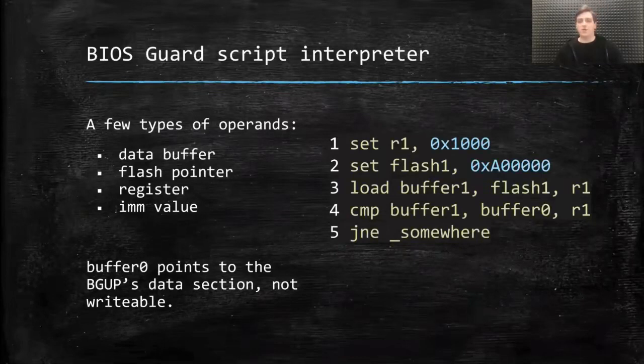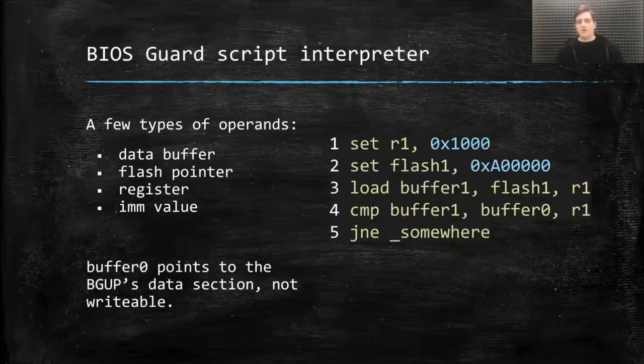1000 bytes from flash at 0xA50 are copied to the temp buffer. On line 4, buffer 1 is compared to buffer 0. I need to put a remark here. Buffers beginning with number 1 are the temporary buffers that are cleaned and prepared to be used. But buffer 0 is the special one. It points right to the data section of BGU, and it is not writable. So on line 4, a comparison between actual BGU data and the temp buffer is performed. On line 5, we take a jump if the comparison failed.